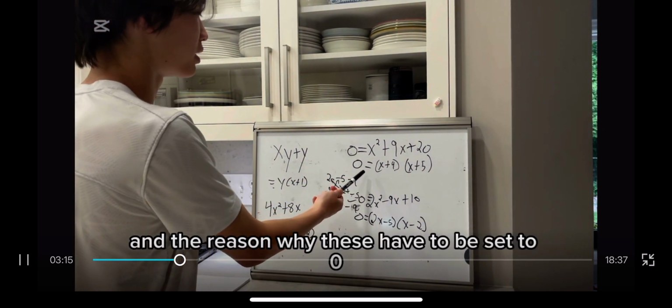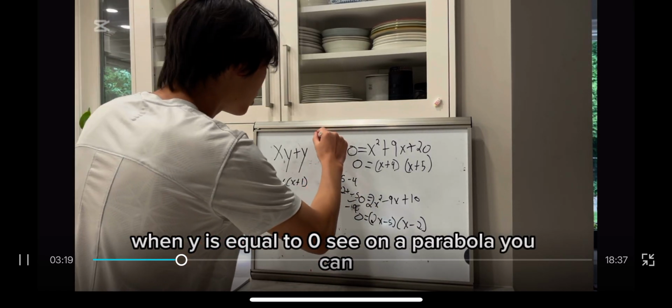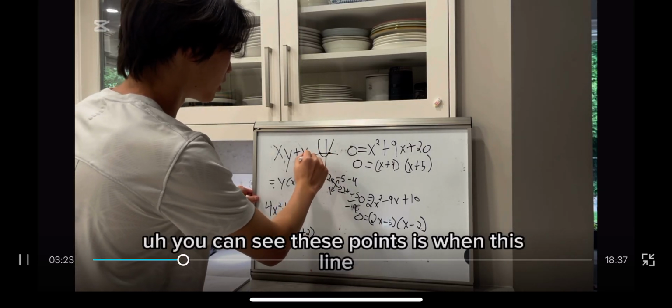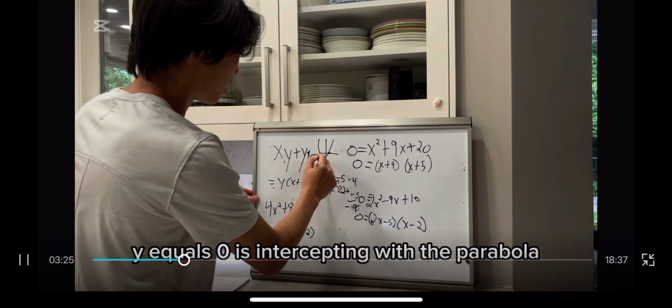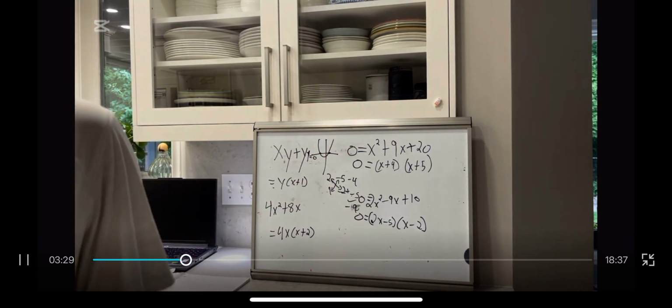And the reason why these have to be set to 0 is because you can only find the x-intercepts when y is equal to 0. See, on a parabola, you can see these points is when this line, y equals 0, is intersecting with the parabola, which is exactly why you must set these to 0.